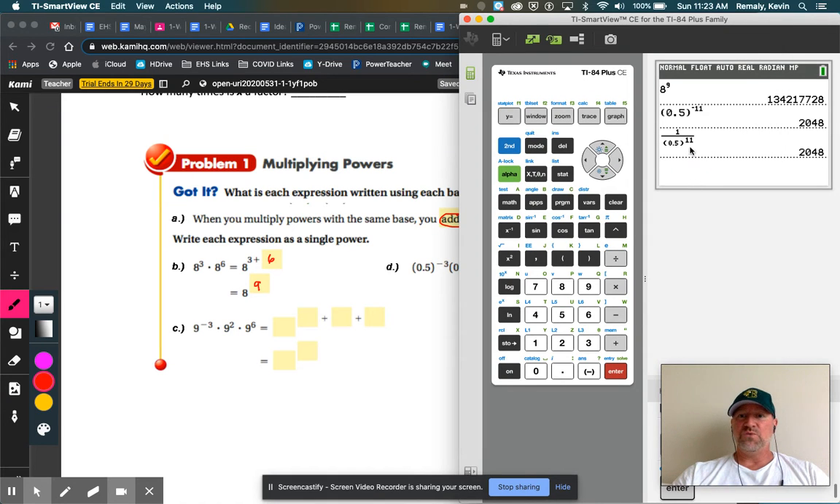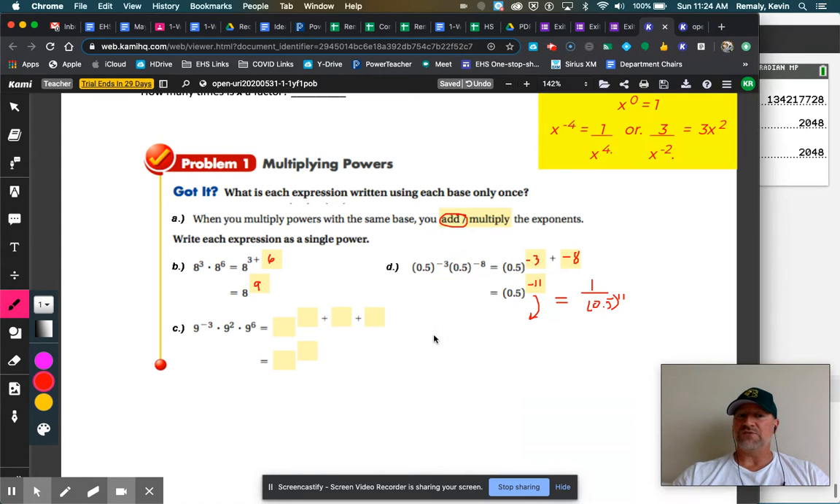And if you wanted to really know what that really stood for, 0.5 raised to the negative 11th, which is the same thing as 1 over 0.5 raised to the 11th, gives us 2048. So I would accept either answer, the numeric answer 2048, or 1 over the quantity 0.5 raised to the 11th.